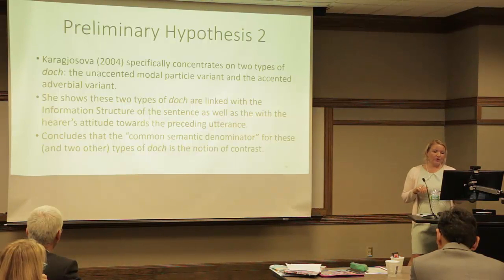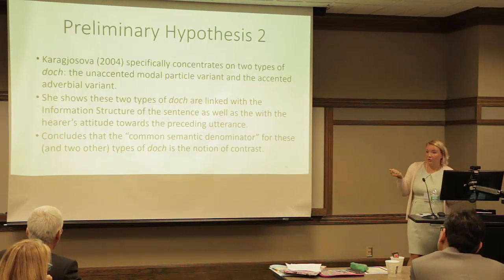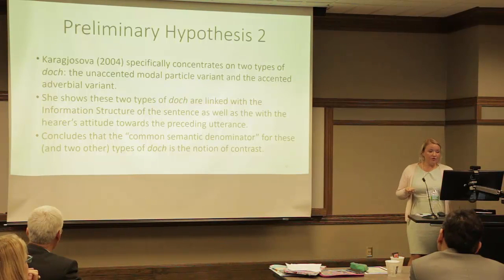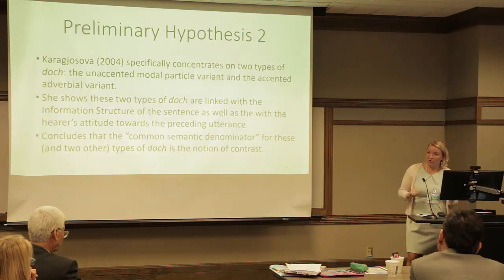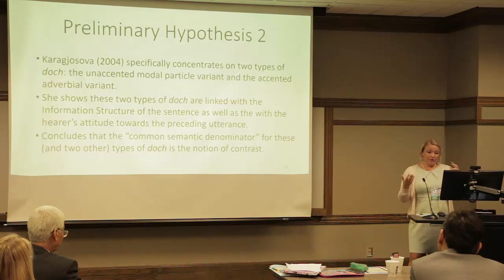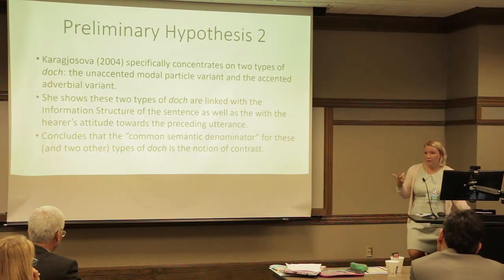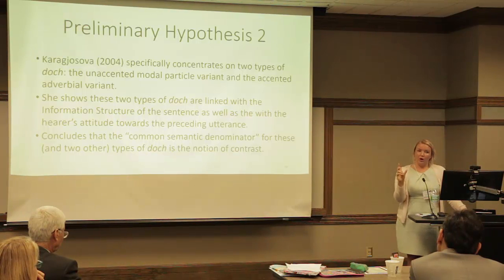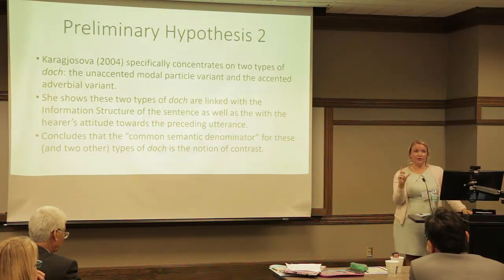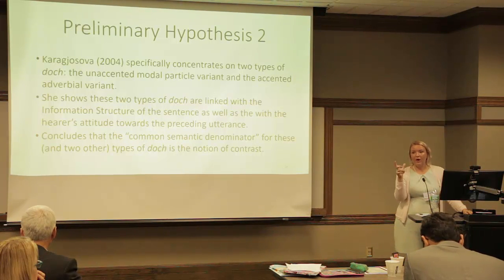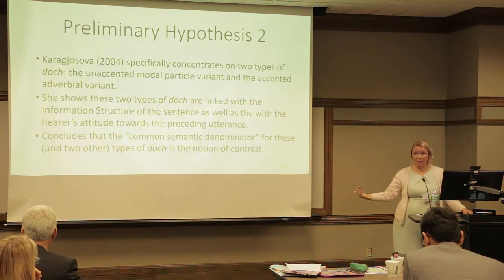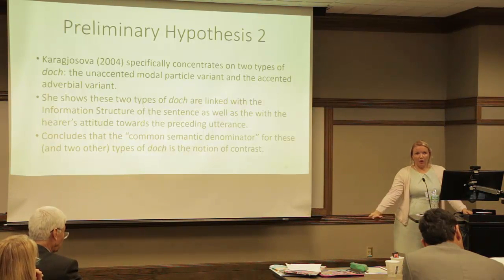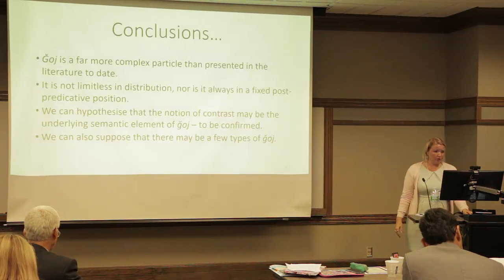So she concludes, though, that the common semantic denominator that I'm looking for, Roy, for these and 2 other types of doch is the notion of contrast. So again, we have je and vied linked with contrast. We have doch also linked with contrast. So my proposal now is that I'm going to look further into seeing how Roy is also bringing the notion of contrast into the utterances, and how that works, in comparison with Russian and German. Does it work for Kazakh? Preliminary, it does. It looks like it does.